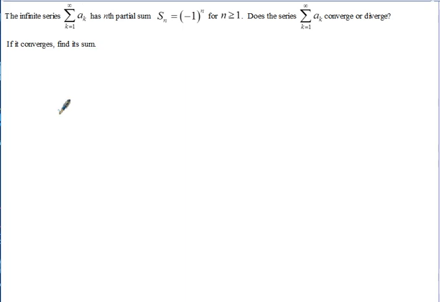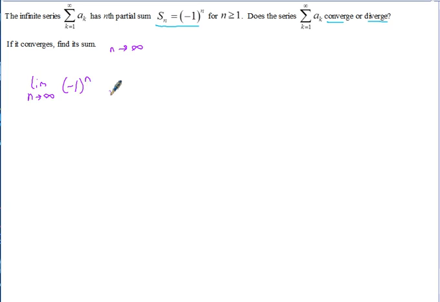So I'll go one more. This one, the infinite series, has the nth partial sum, -1 to the n. Well, again, we want to see, does this series converge or diverge? This one's a little trickier. If it converges, find its sum. Well, if we look at this, as, again, the partial sum, we want to see what happens to that partial sum as n approaches infinity. So we have an infinite number of terms. So the limit as n approaches infinity of -1 to the n.